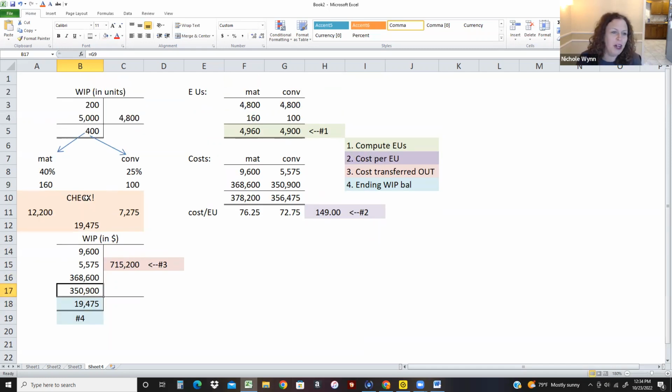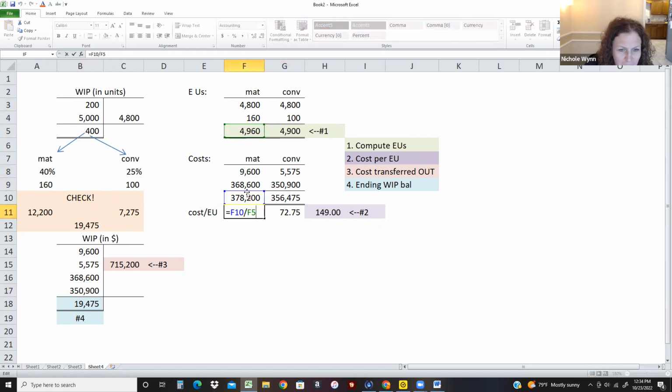So now you can check your work. And so I did my WIP in units. I branched off with my 40 and 25%. So my EUs are 49.60 and 4,900. My $4 amounts go here, and my cost per EU is cost divided by EUs. Add those together and you get 149. To get the dollar amount transferred out, our $4 amounts go on the debit side of WIP. And then our cost per EU is 149 times 4,800 units. And then I just solved my ending T account. To do my check, I said 160 units at 76.25 and 100 units times 72.75 added together, and it works.